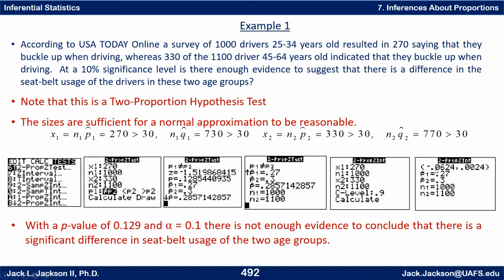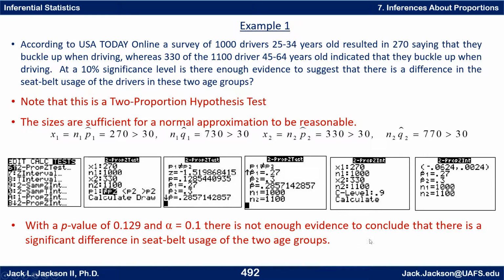Choose calculate, and it gives us a confidence interval, a 90% confidence interval in this case, for the difference in proportions. Notice that the difference in proportions confidence interval does include 0 there, so that's a good chance that there is not a significant difference. So we're saying we're 90% sure that the proportion of younger drivers minus the proportion of older drivers that say that they use their seat belt is somewhere in this interval here. So it's not very different.